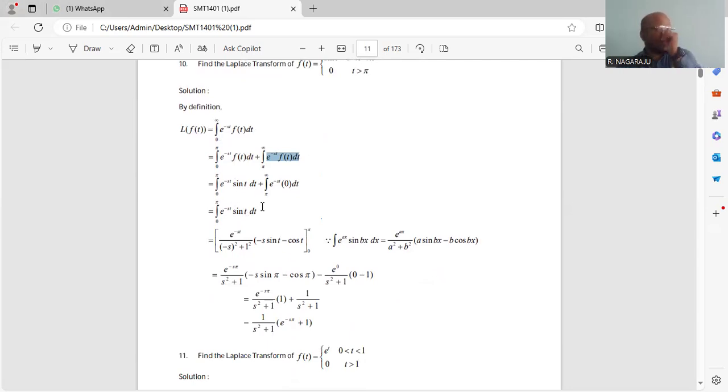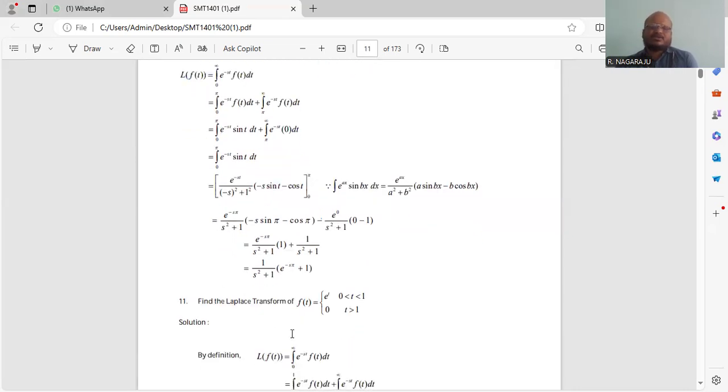Again, this is a trigonometric integration formula. The integral of e power AX into sine BX is e power AX by A square plus B square into (A sine BX minus B cos BX). The upper limit is pi and the lower limit is 0. So you can use it, and you get e power minus pi s plus 1 by s square plus 1. So these are the discontinuous problems.